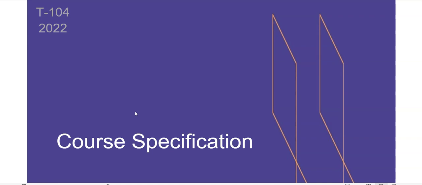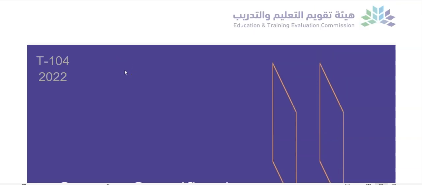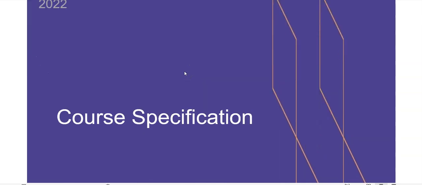Today we will talk about how to fill the course specification from the NCAAA. The form was issued in 2022. The number is T104. As you know, the NCAAA works under the umbrella of the Education and Training Evaluation Commission.